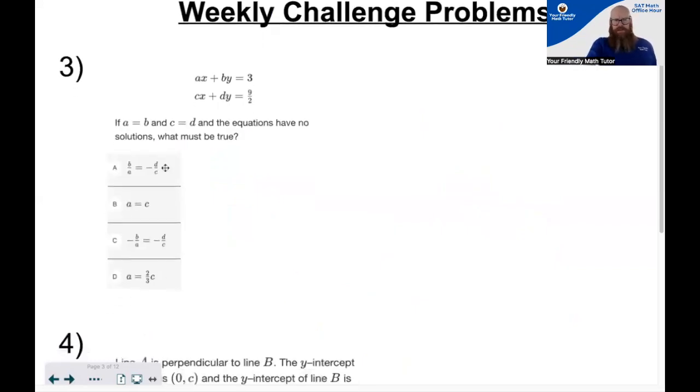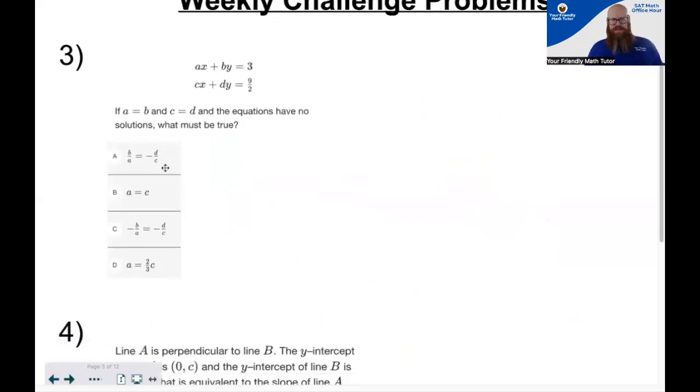So number 3, A equals B and C equals D, and the equations have no solution. What must be true? Yeah, this one is interesting. I think what we have to realize is that for it to have no solutions, the slopes have to equal each other. All right, so no solutions would be parallel lines, and parallel lines have the same slope. So that's where I would start here.